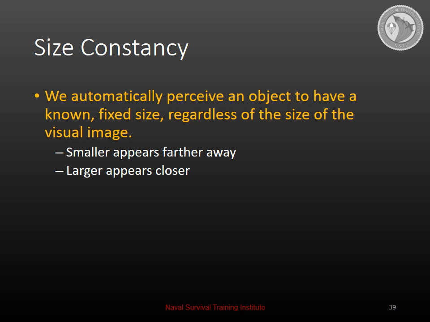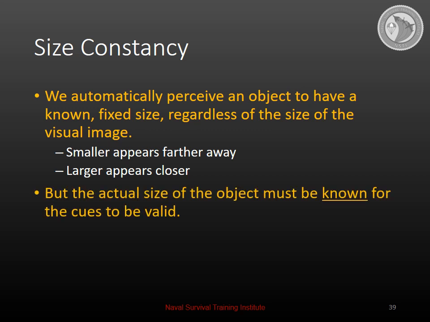Size constancy is a useful feature. We know that objects don't spontaneously change in size. We perceive an object to have a known fixed size regardless of how big it appears in our visual field. So with those motorcycles, we saw them big in our visual field, and we said, oh, well, they're close to us, and that's not a problem. All right, turns out they were really close to us, and they're actually tiny. A smaller object appears further away, a larger object appears closer, and we can use this for distance estimation. But the actual size of that object has to be known and correct for those cues to be valid.